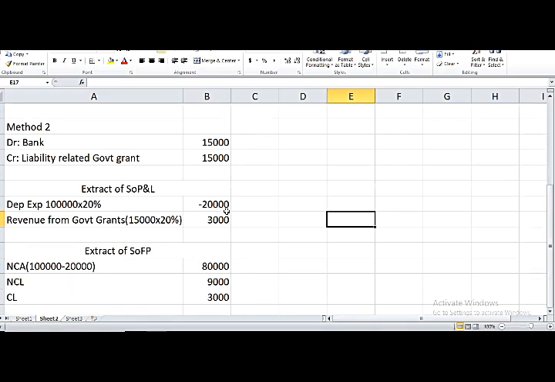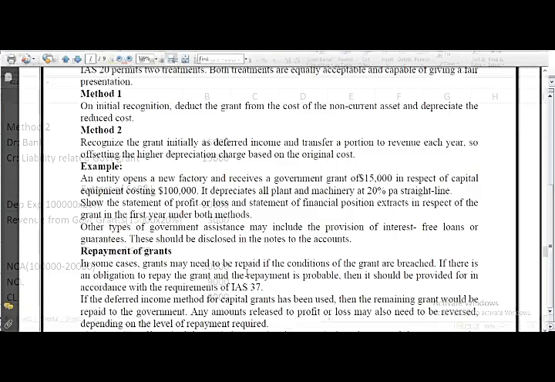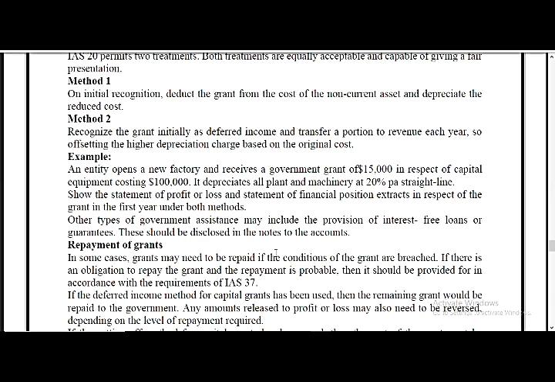The total liability is 12,000, right? And 3,000 is current liability. So 3,000 will be converted into revenues within 1 year. That's why 3,000 is current and 9,000 is non-current. So this is basically the example of both methods.